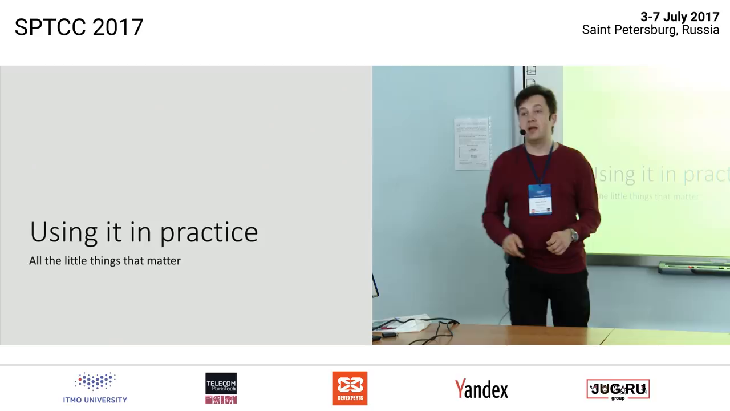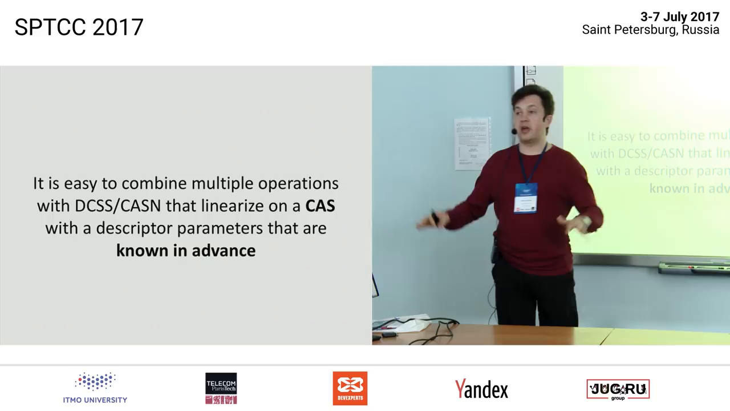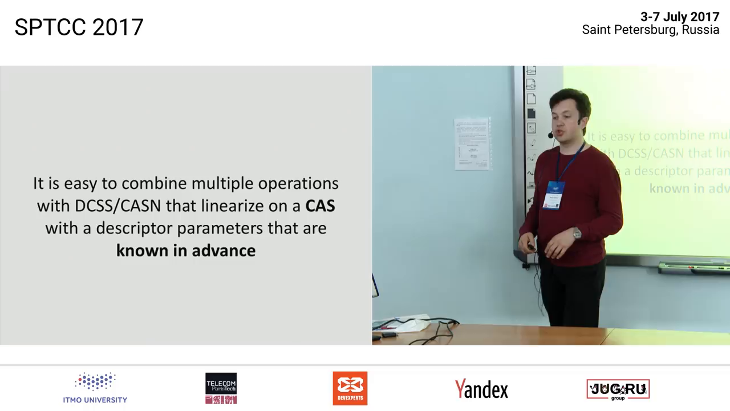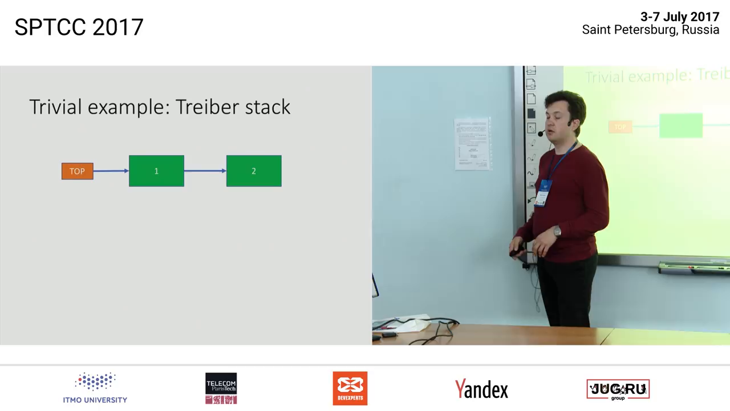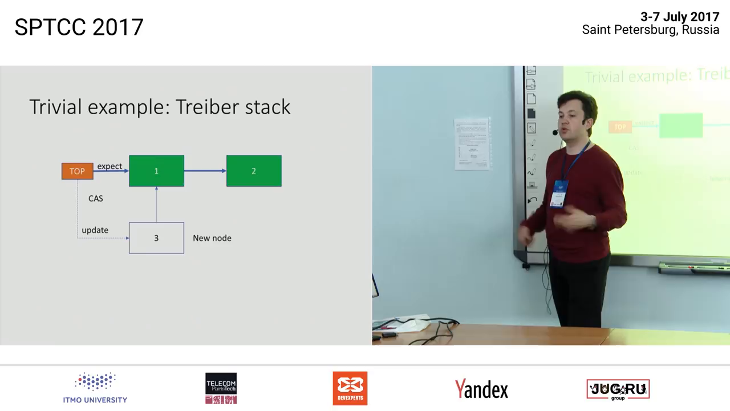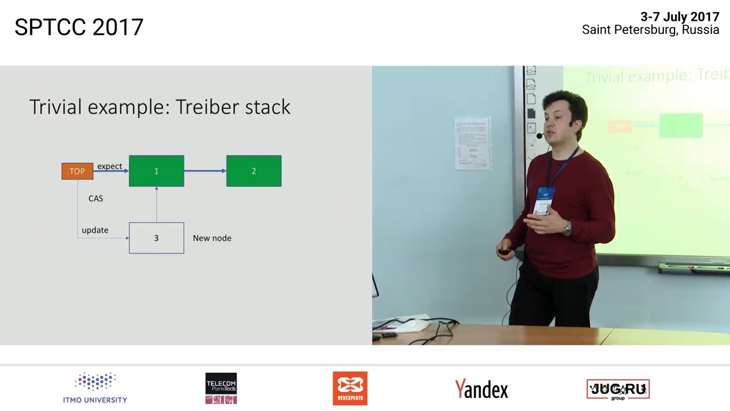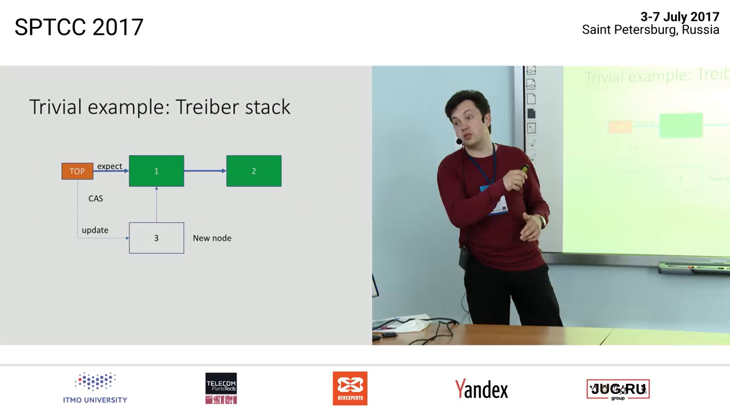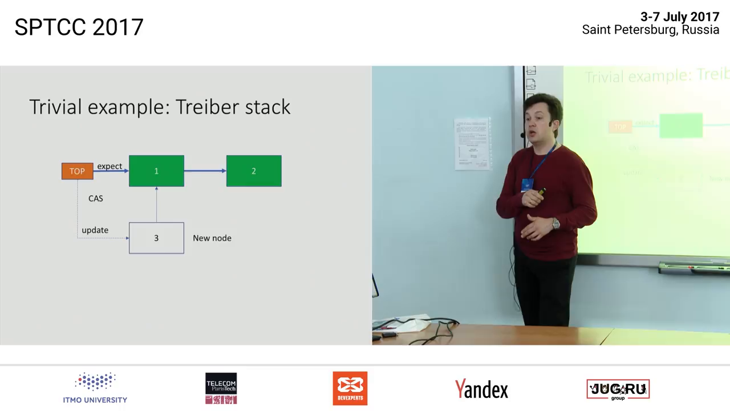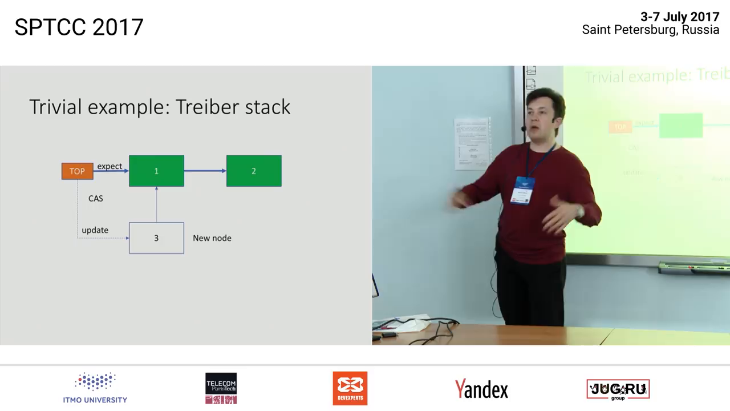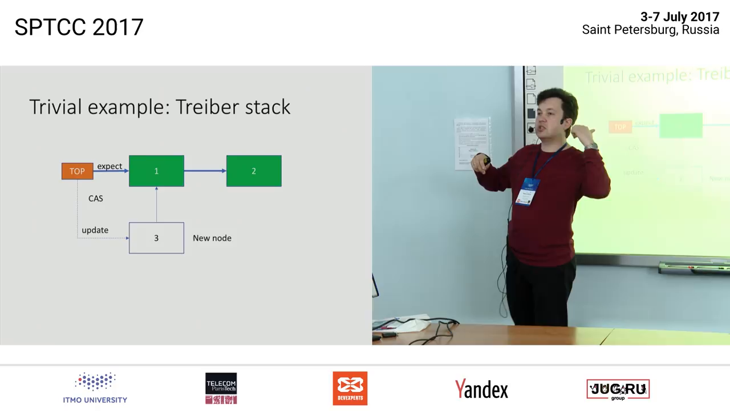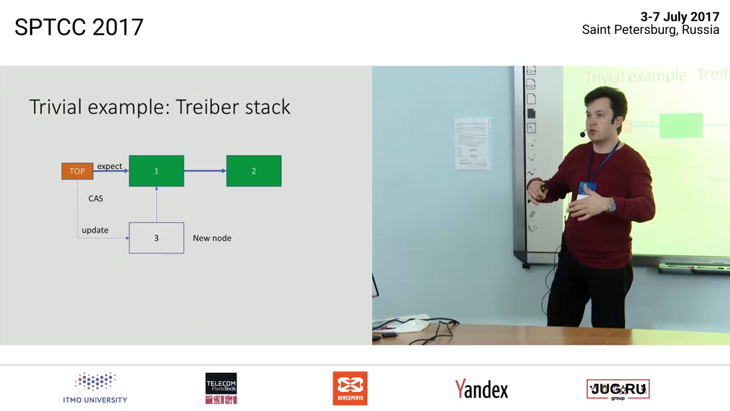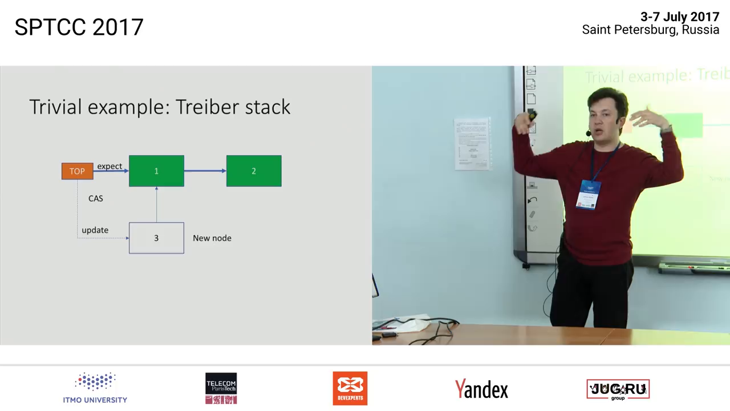It's not just that you take this N-word CAS and apply it to some data structure. Because it's only easy to combine multiple operations when all the descriptor parameters are known in advance. A trivial example is the Treiber stack. You remember, that was day number one, I believe, where we were shown the Treiber stack. When you add an element to a Treiber stack, you do a single CAS. And you know all the parameters of this CAS in advance. You know what field to modify. You know the expected value, that's the current top. What you update it to, the new node you're trying to insert to the stack. Because the Treiber stack is so simple, you can combine operations on as many Treiber stacks as you want into a single atomic operation just by using multi-word compare-and-set. Because you know what CAS you're going to do to linearize your operation in advance. So create a descriptor with all your CASes and do it atomically upon all stacks at the same time.